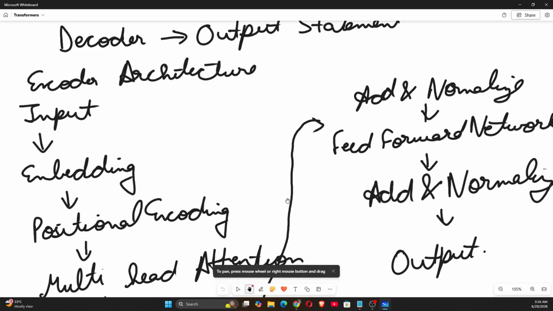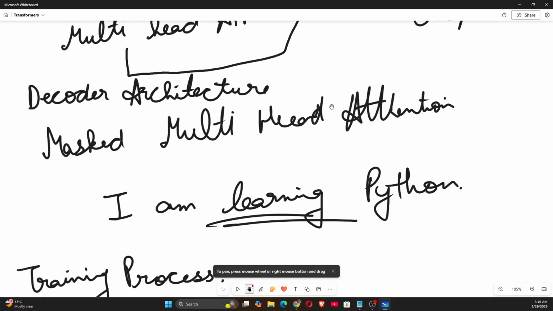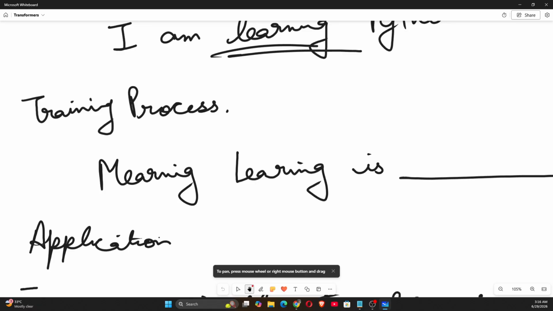Next we have the decoder architecture. One more block is added, which is masked multi-head attention. Example, if the model generates I am learning, while predicting learning, the model shouldn't know Python. If the sentence is I am learning Python, the model should not know the word Python until it reaches there.